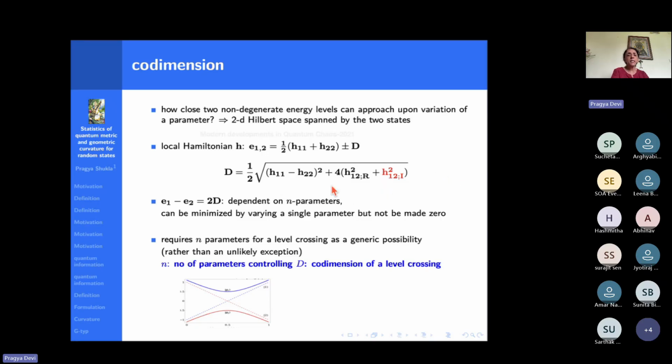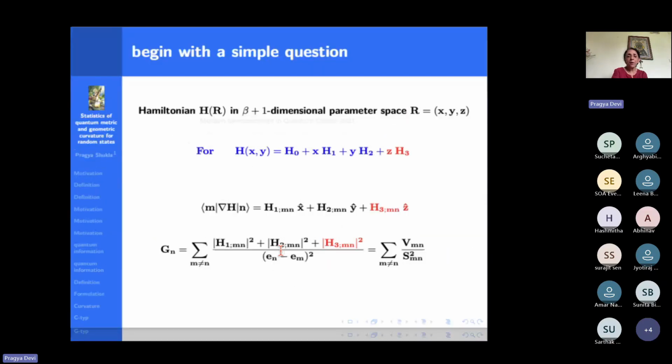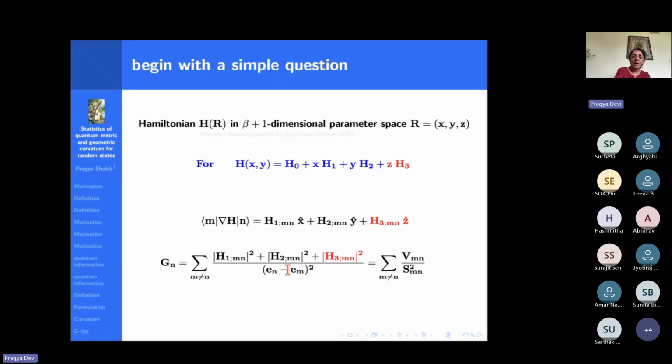So in general, the discriminant D, which decides the distance between two energy levels, depends on n parameters, where n is 2 if the Hamiltonian is real symmetric, and n is 3 if the Hamiltonian is complex Hermitian. So two levels can be brought very close just by varying 2 parameters, or by varying 3 parameters if it is complex Hermitian. As I said, for both curvature as well as metric trace, the level repulsion plays a very important role. So level repulsion can be controlled just by varying two parameters if your Hamiltonian is real symmetric, and three parameters if complex Hermitian. That means curvature and the geometric trace can be controlled by governing two or three parameters.